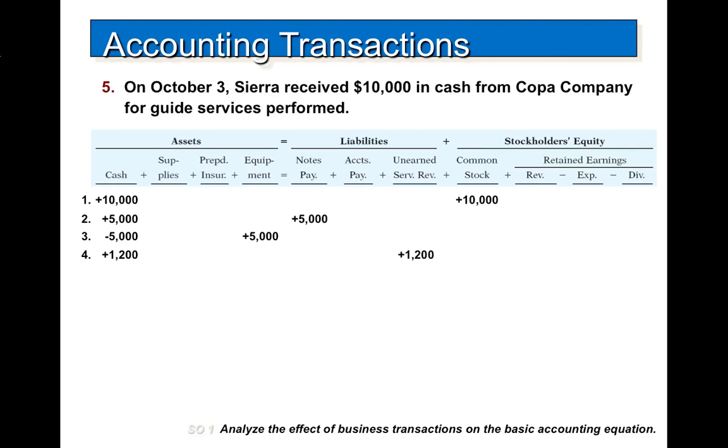5. On October 3rd, Sierra received $10,000 in cash from Copa Company for guide services performed. So again, we have cash. We increased it because we received it. And then services is the other account that we are going to increase.